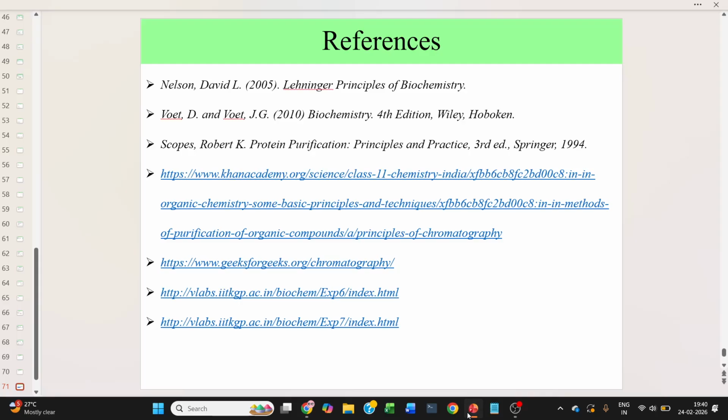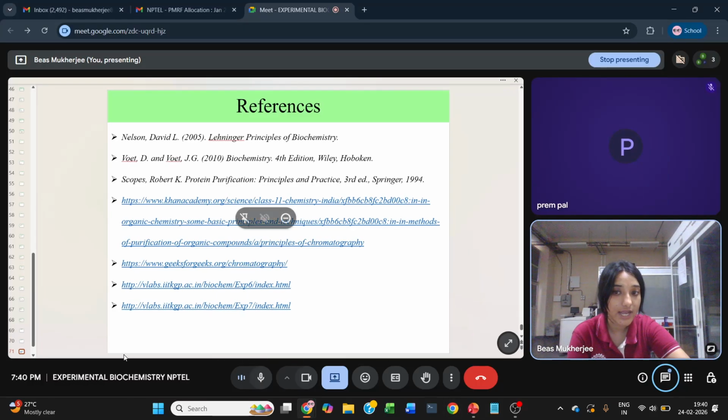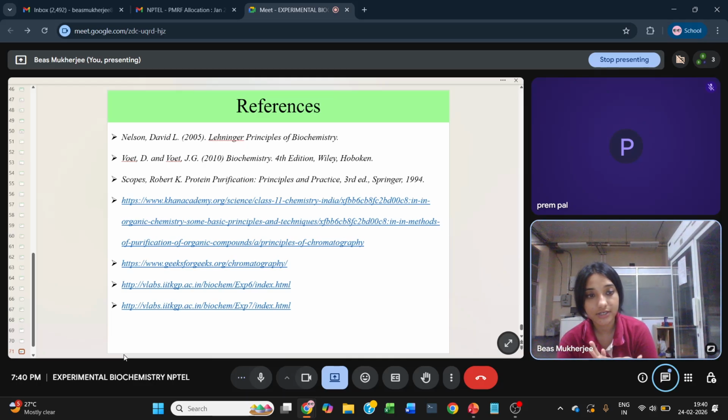These are all the references. So here you can see that the virtual lab links are also there. In this virtual lab training program, which I had shared with you previously in the last 2-3 classes, you know that there are all these techniques like pH, density gradient, proteins, peptides, SDS-PAGE. Similarly, experiment number 6 is, I think, affinity chromatography. Experiment number 7 is size exclusion chromatography. So you can go through those two.